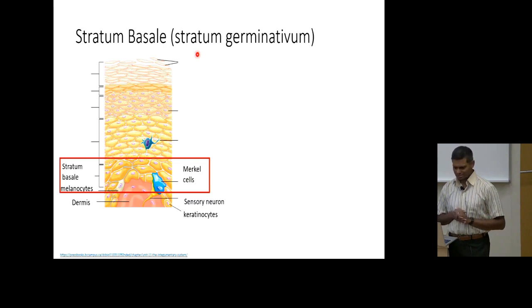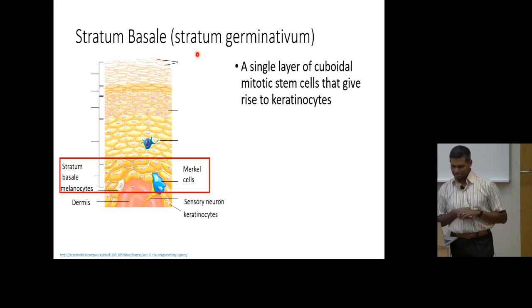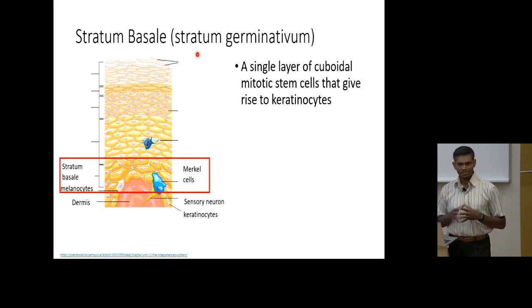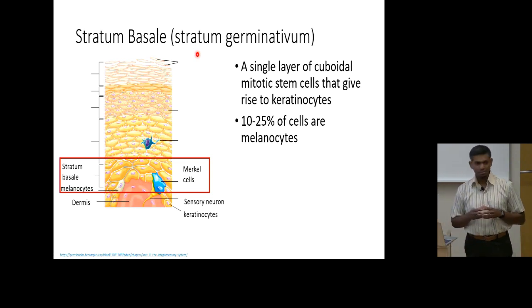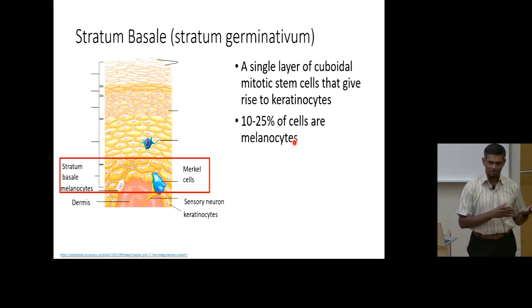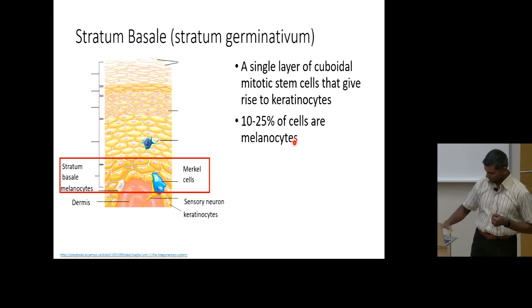You'll notice that this layer is also known as stratum germinativum because it is a single layer of cuboidal cells which are highly mitotic. So they are rapidly dividing, and they divide to give rise to 2 kinds of cells of interest. One is mainly keratinocytes, and a smaller portion of the cells are melanocytes, which produce the pigment known as melanin. And we will see how the pigments produced by the melanocytes will enter the keratinocytes later in today's lecture.